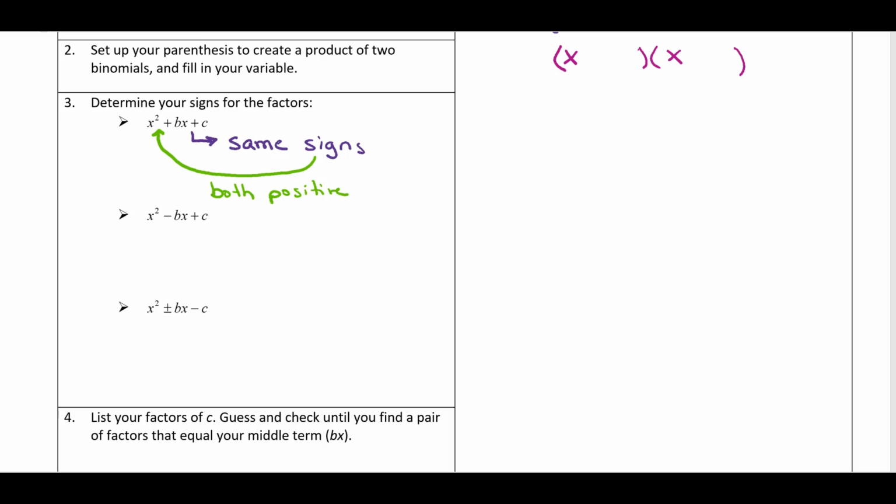Okay, so the second case, again, we're looking at the second sign, which is positive. That tells me they're going to be the same sign. And when I look to the front, they're both going to be negative signs, because the only way to get a negative product in the middle is if they were both negatives.